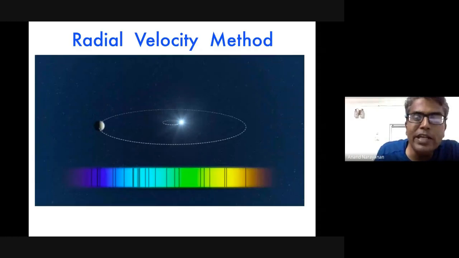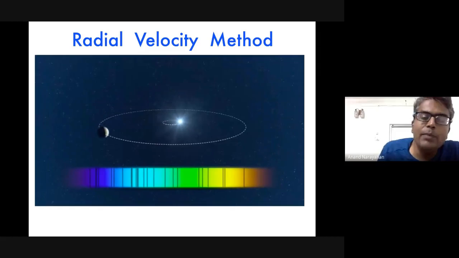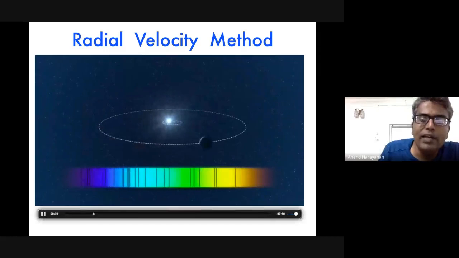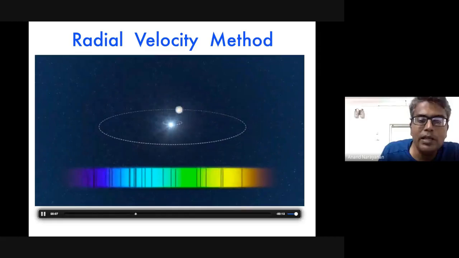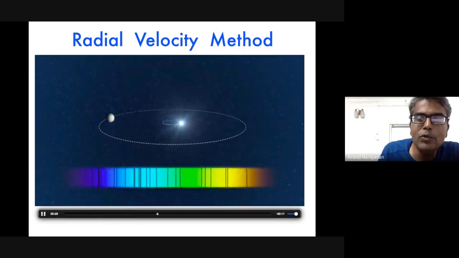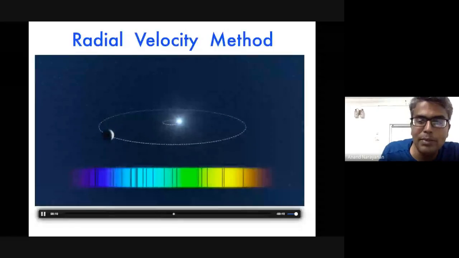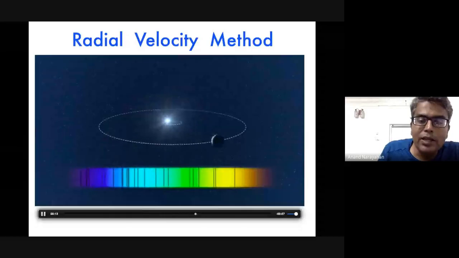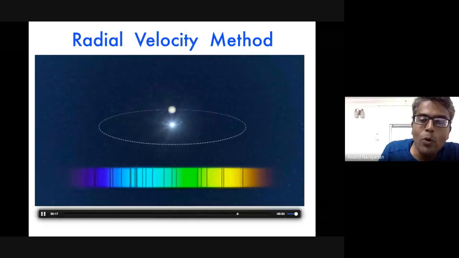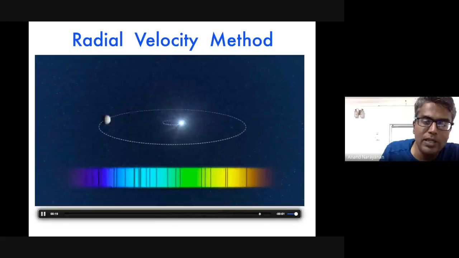I'll just play a video that shows it. This is not actual real data. This is just a computer visualization to explain the scenario. You can see a hypothetical star and a planet revolving around it. The planet is going around the center of mass of the system, and it is held in its orbit by the mutual gravitational force between the star and the planet. The star cannot remain stationary. The center of mass is outside the star, so the star also goes around the center of mass.